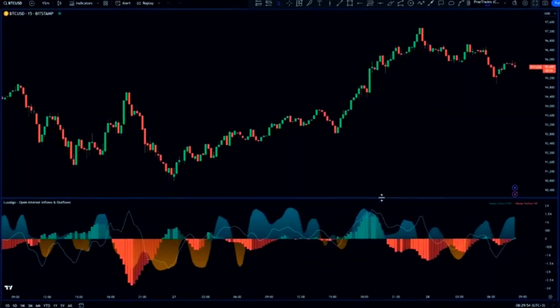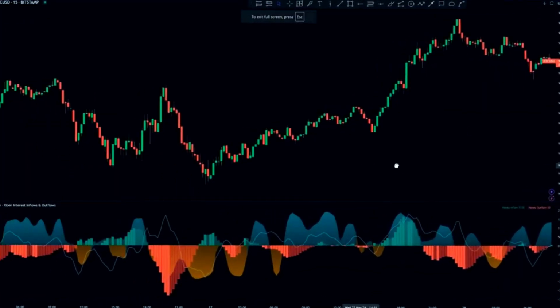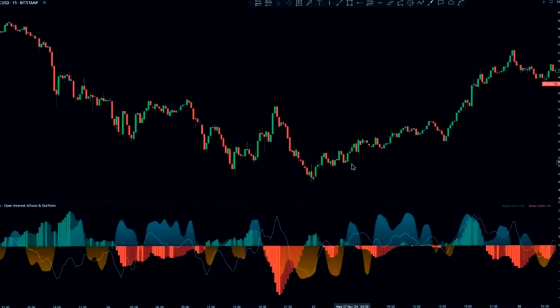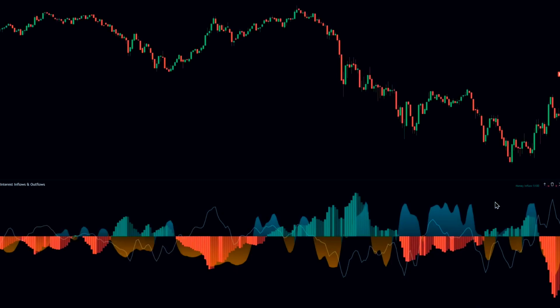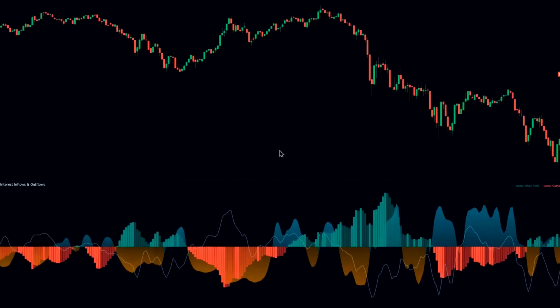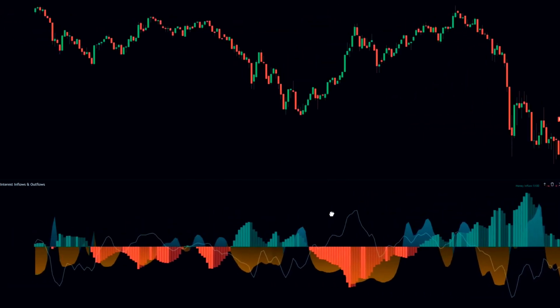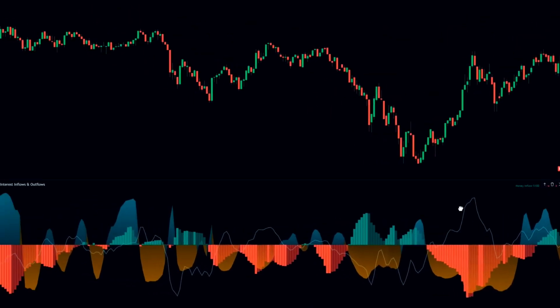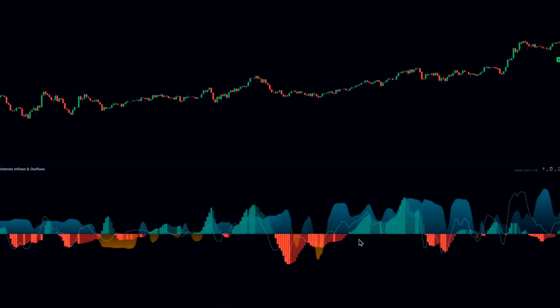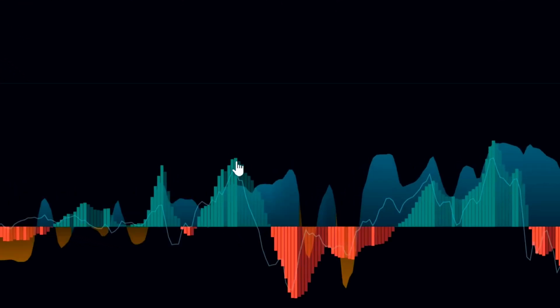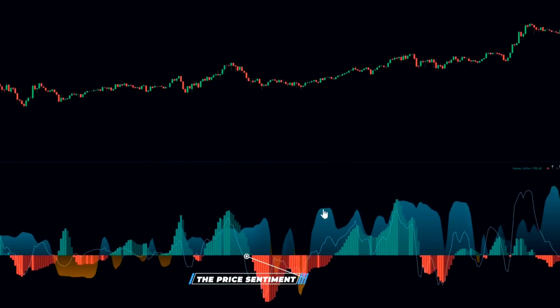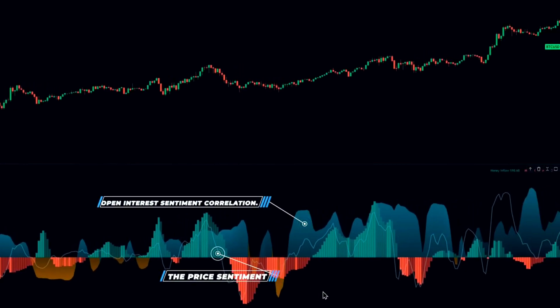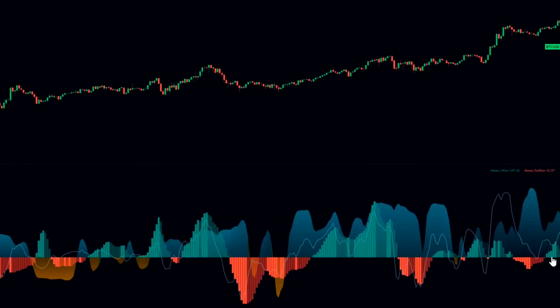The Open Interest Inflows and Outflows Indicator is a tool designed to give traders deeper insights into market dynamics. By analyzing open interest changes and combining that with price sentiment, it shows the balance between buyers and sellers. It also gives you insights into trend direction and market momentum. As you can see, it's a super simple indicator with just a few key components: a histogram showing open interest flow sentiment, a gray line representing price sentiment, and an open interest sentiment correlation. Looking at the indicator, you'll notice a zero level, which acts as the central axis for its analysis.